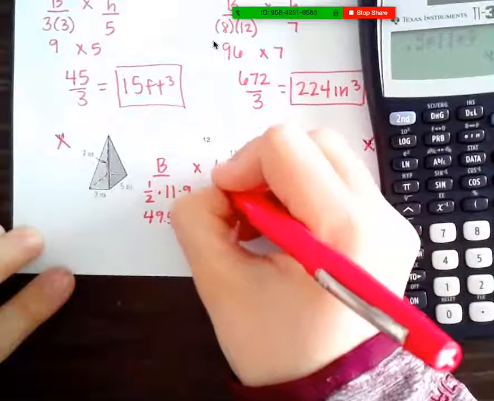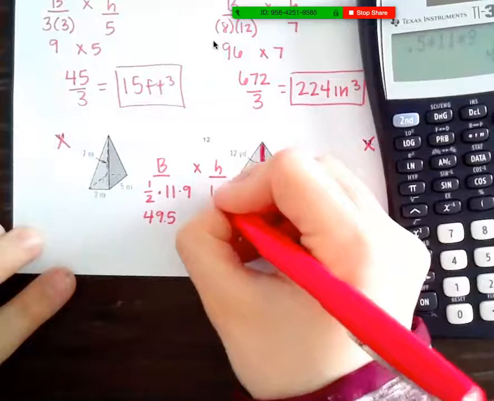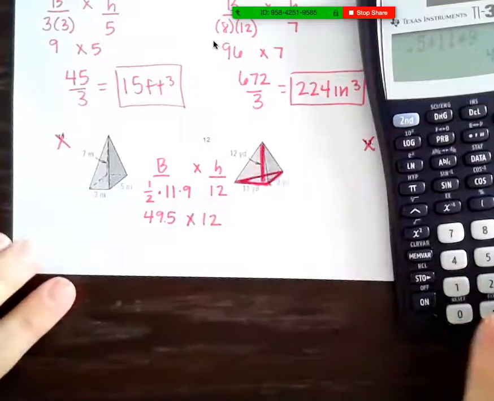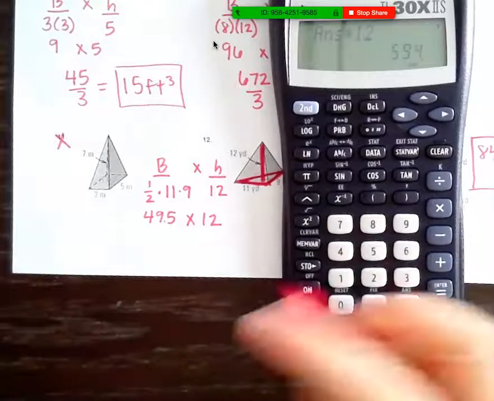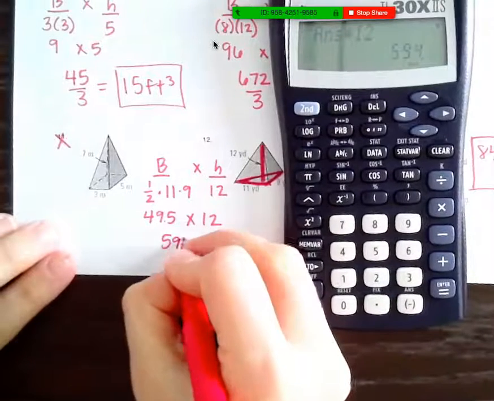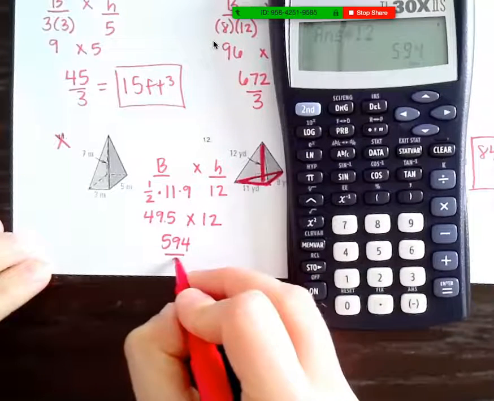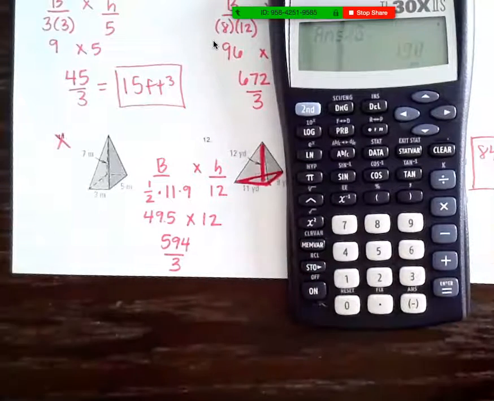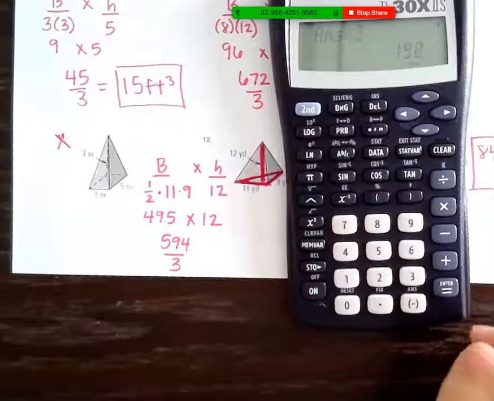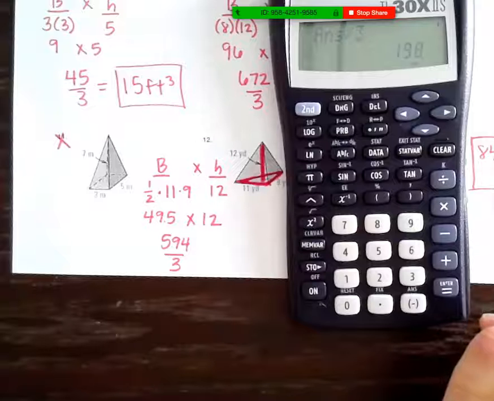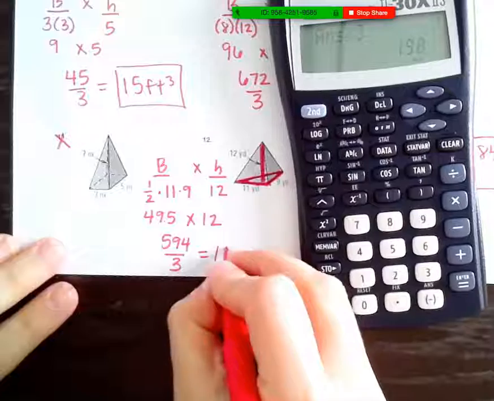Now, how tall is that prism? 12. All right, let's multiply 49.5 times 12. 594. Beautiful. Is that our answer? No. What do we have to do to it? Divide by 3. Good job. What'd you guys get? 198 yards cubed. That's what I got. 198 yards cubed.